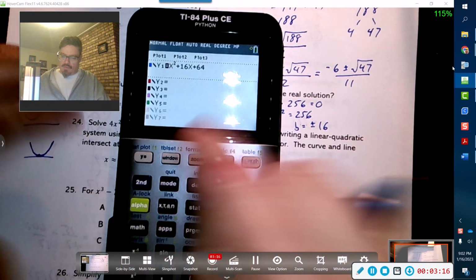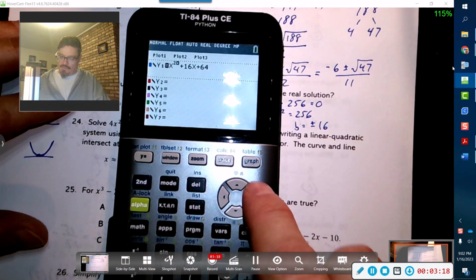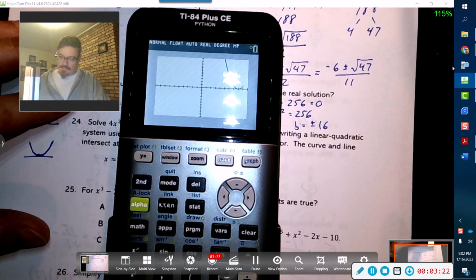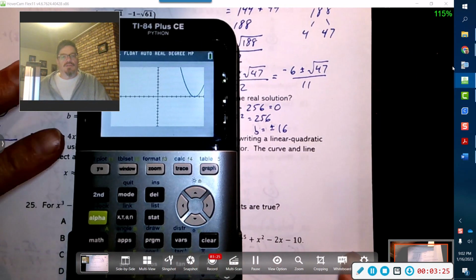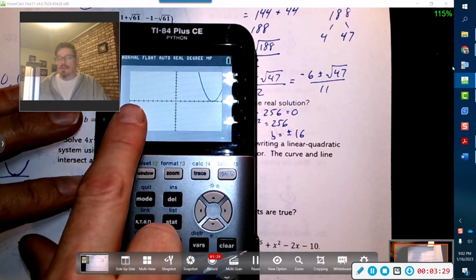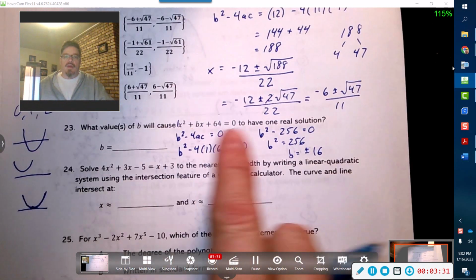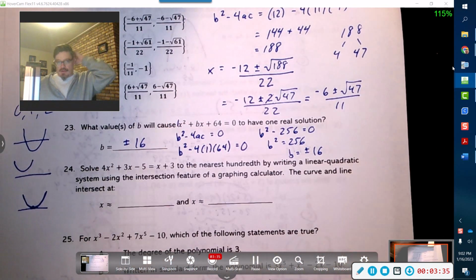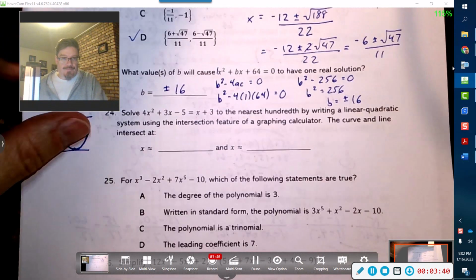Well, what's the other situation? Let's move over to here and go minus. Graph it. Yep. So in both situations, I hit the x-axis once. Once over here and once over here. And that's why we have a plus or minus. So these are true. You can always use the graphing calculator to verify that.